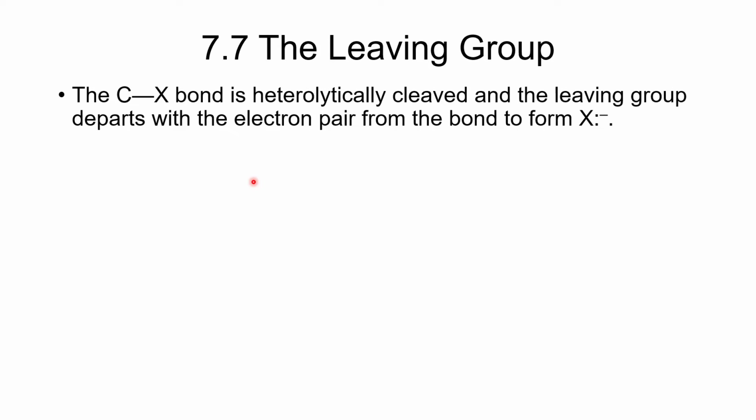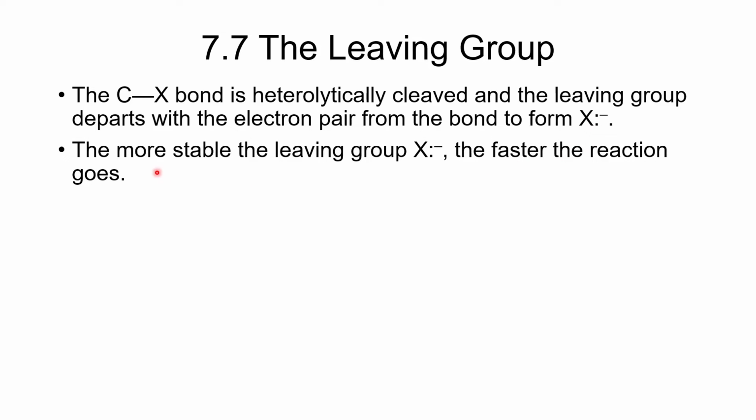All right, in Chapter 7, Section 7, we're going to be looking at the leaving group and how it affects the nucleophilic substitution reaction. We will find that when the carbon-halogen bond breaks, it breaks heterolytically, and that means that the leaving group gets the pair of electrons. And so we will form the halide, or the anion of the halogen.